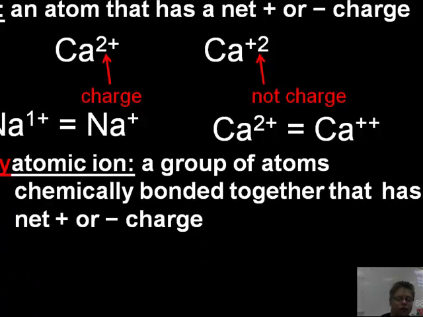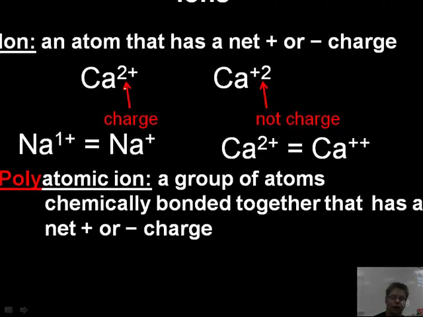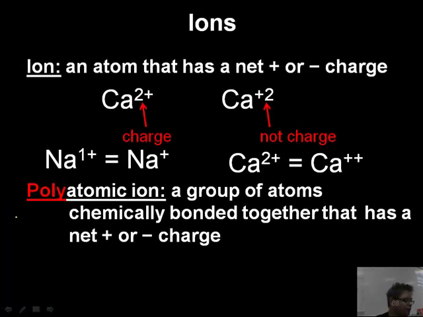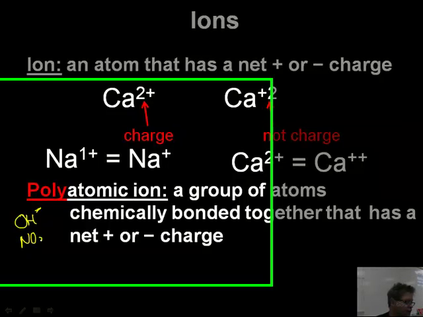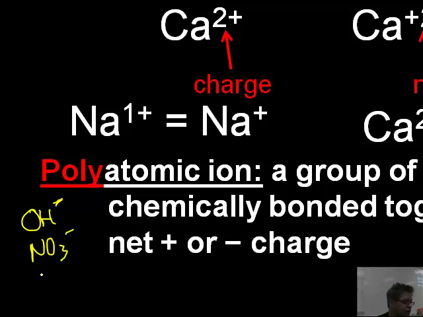Polyatomic ions are when you have a group of atoms chemically bonded together that has a net positive or net negative charge. So it's a group of atoms that come together that as a group have a negative charge or a positive charge. We've seen a couple of these in the laboratory, like the hydroxide ion, which has a negative charge. The nitrate ion, this has a negative charge. The sulfate ion, this has a negative charge. Most polyatomic ions happen to be negatively charged.